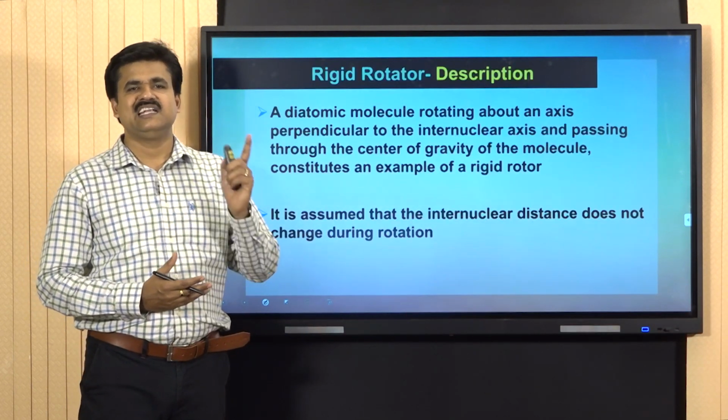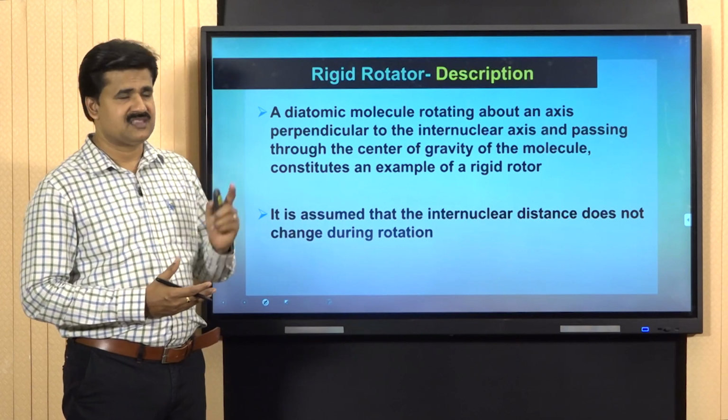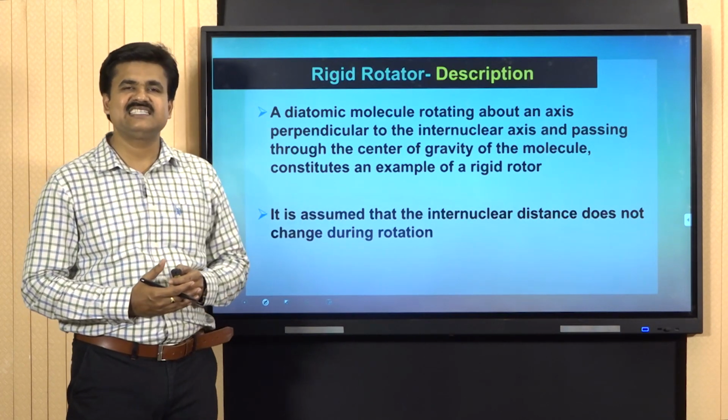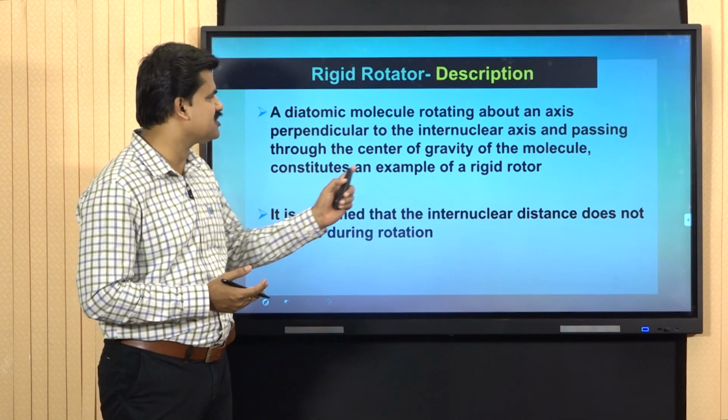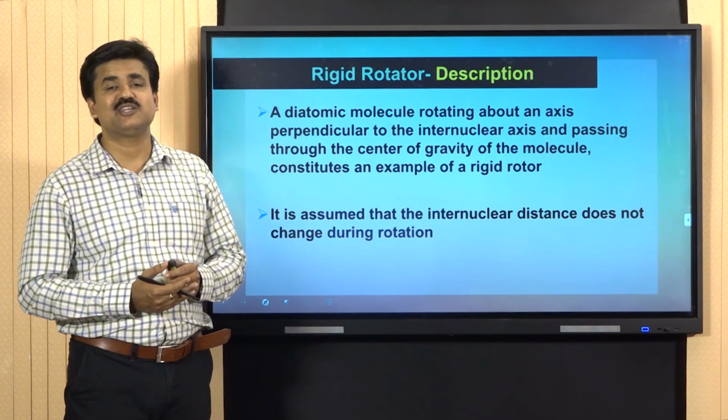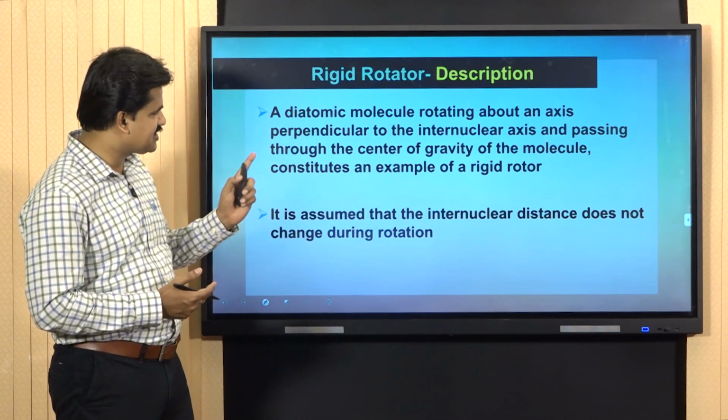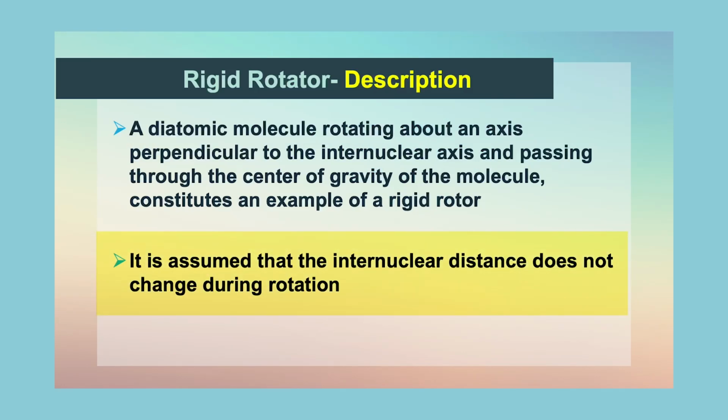First of all, description of the problem, that is description of rigid rotator. A diatomic molecule rotating about an axis perpendicular to the internuclear axis, passing through the center of gravity of the molecule, constitutes an example of a rigid rotator. It is assumed that the internuclear distance does not change during the rotation.